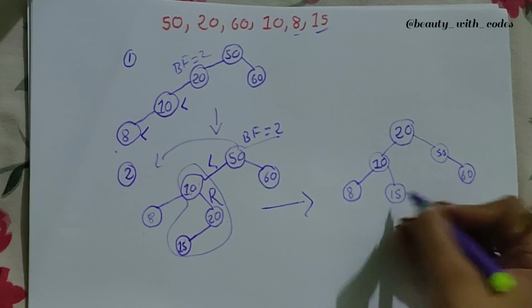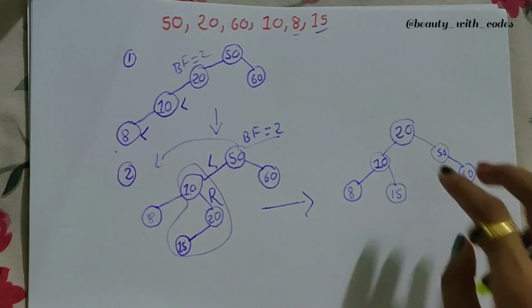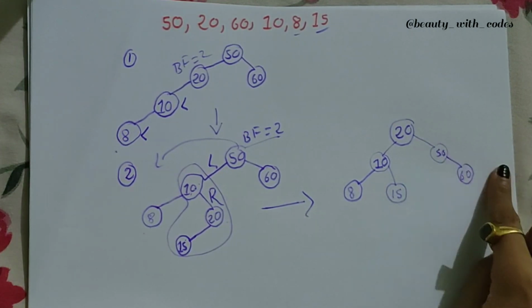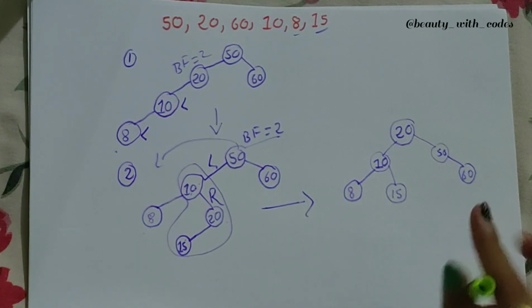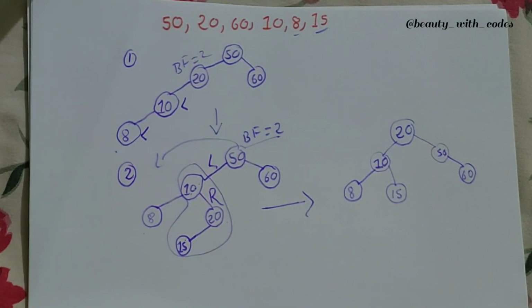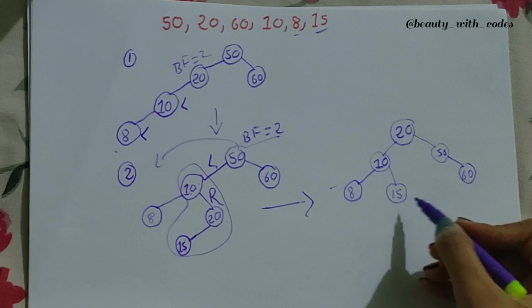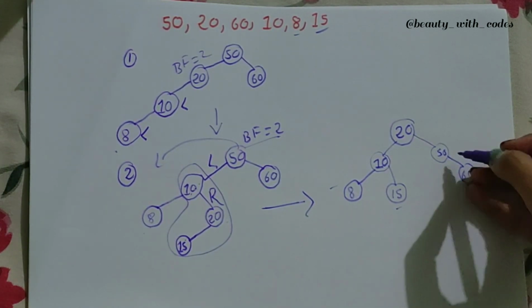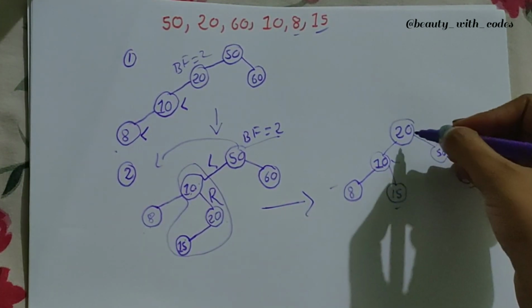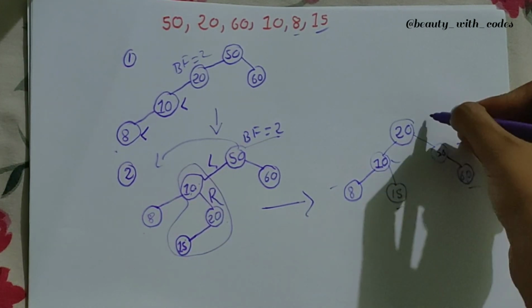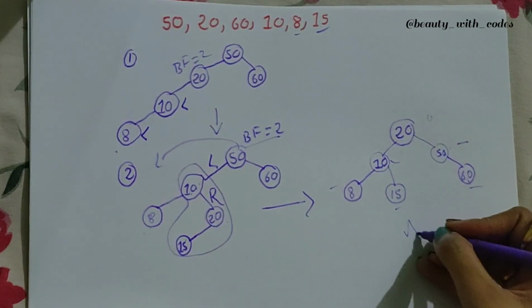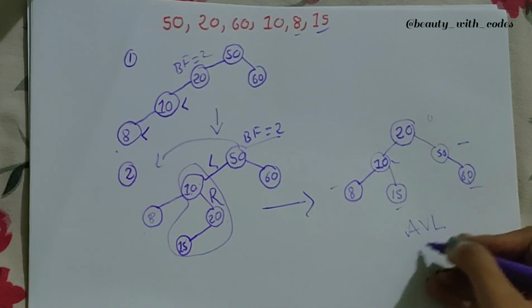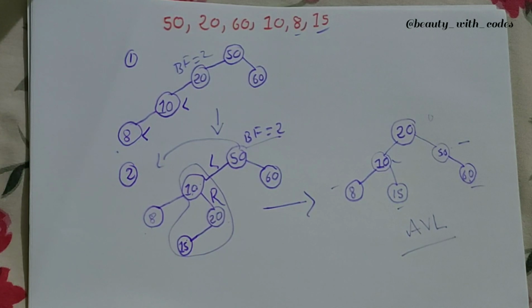So let's check if it's balanced or not. So see, 20 is the root, 50 and 60 in right side. Fine. 10, 8 and 15 left side, so we can say it's a BST. Now check if it's balanced or not. So balance factor 0, balance factor 0, balance factor 0, balance factor 1, balance factor 0. What about this? 1 2 1 2, so balance factor 0. It means everything is balanced. So now we got our AVL tree. This is nothing but AVL tree. This is what we call AVL tree or balanced binary search tree.